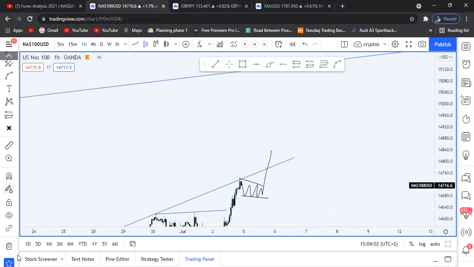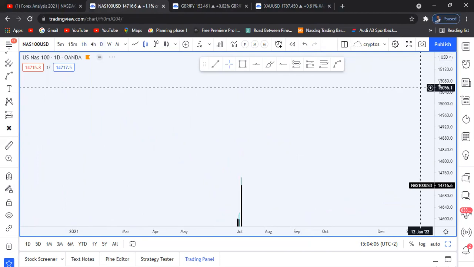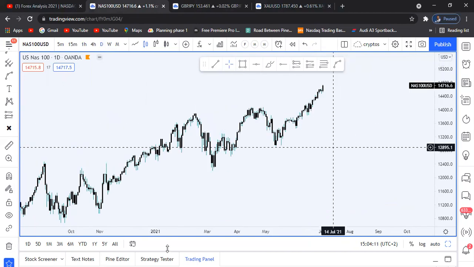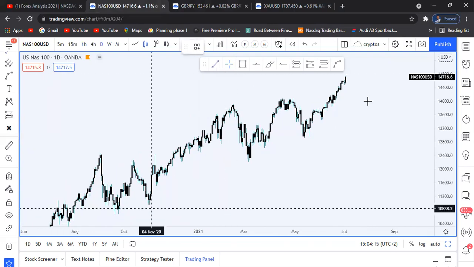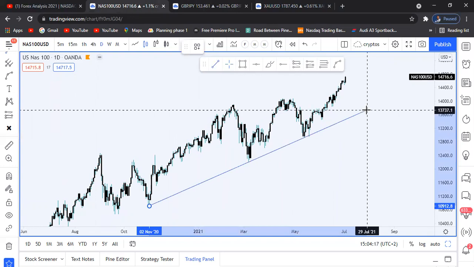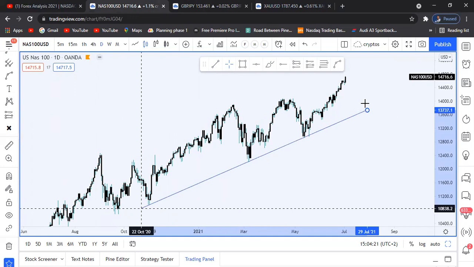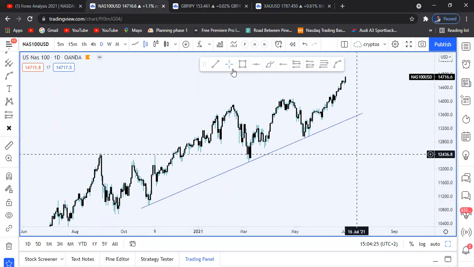Looking at Nasdaq, let me just remove everything. Guys, I'm just gonna start on my daily time frame. Super nice and simple, to be honest. On Nasdaq, I'm looking for this. You can see we have the first touch, the second touch, and then our third touch here. You can see it pretty nice and simple.